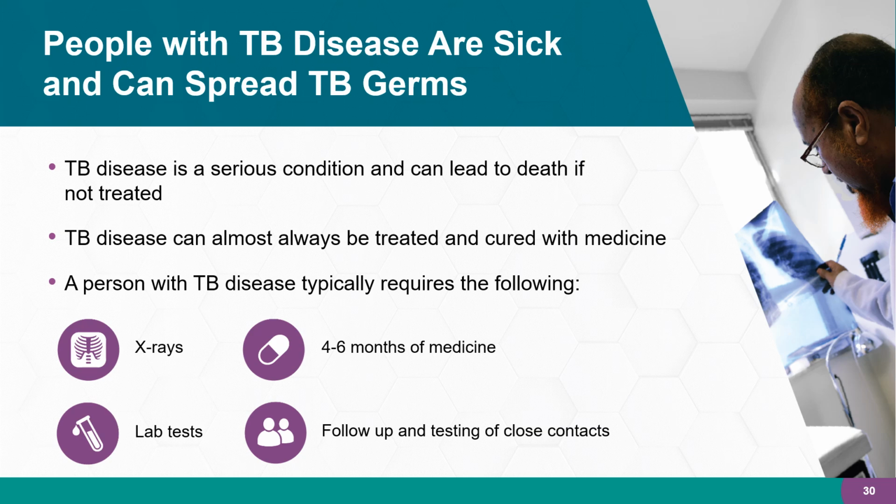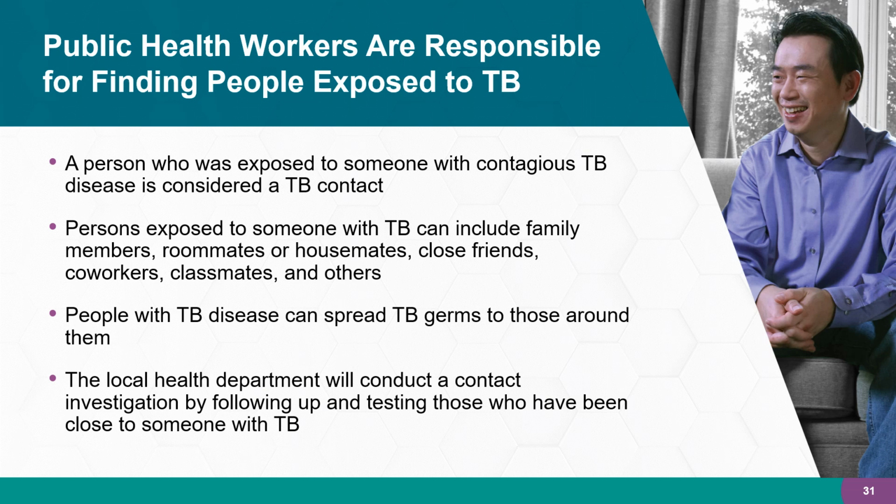A confirmation of TB disease will require at least 4 to 6 months of medication, X-rays, lab tests, follow-up, and contact tracing. Conducting contact tracing is a priority for tuberculosis programs in the United States. The goal of contact investigations, or contact tracing, is to successfully stop the spread of TB and prevent future cases and outbreaks of the TB disease.